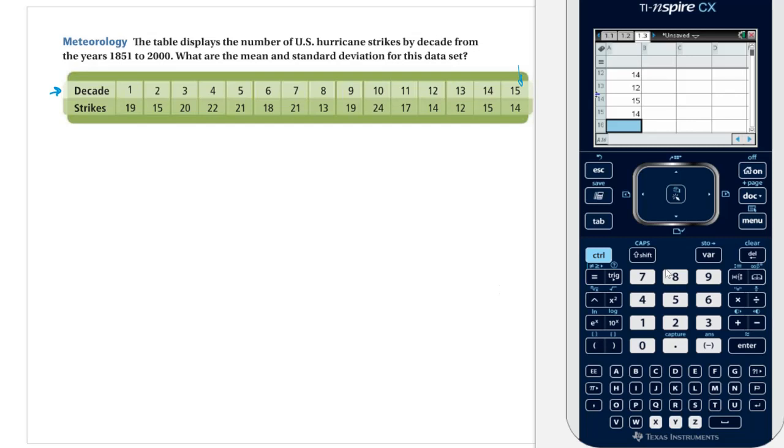Okay, so they're all entered in, and you're looking at the bottom of the list. Notice that I did get the cursor off of the last cell so that I'm not going to get an error.